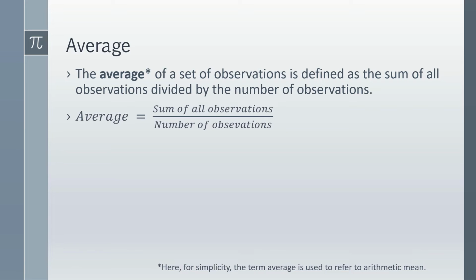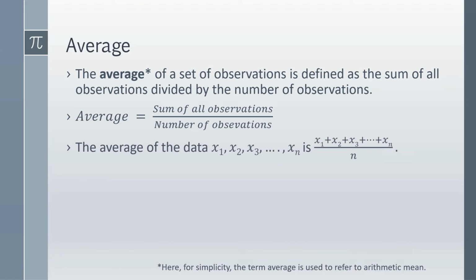Usually, to find the average of a set of numbers, we add all the numbers together and then divide by the number of numbers. For example, if our data is x1, x2, x3, etc., xn, then to find the average, we add all these numbers together. That is, we find x1 plus x2 plus x3 plus etc. plus xn and then divide by n, because there are n numbers here. And this quotient will be our average.